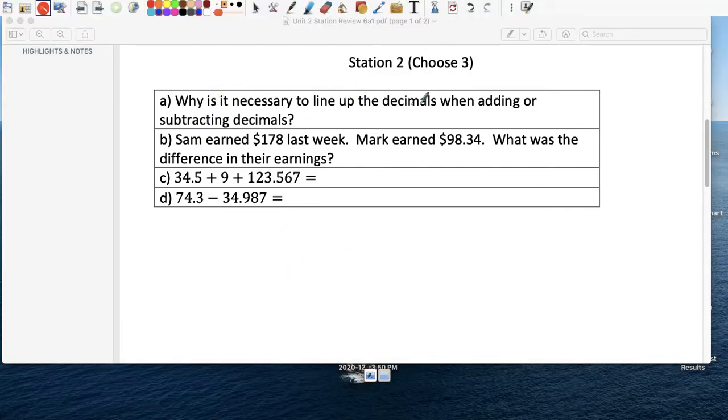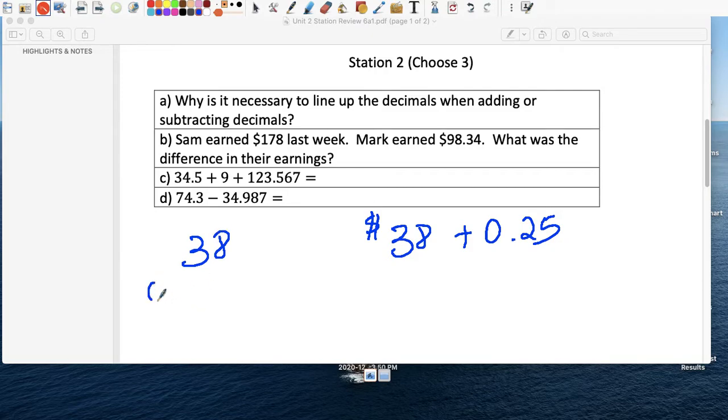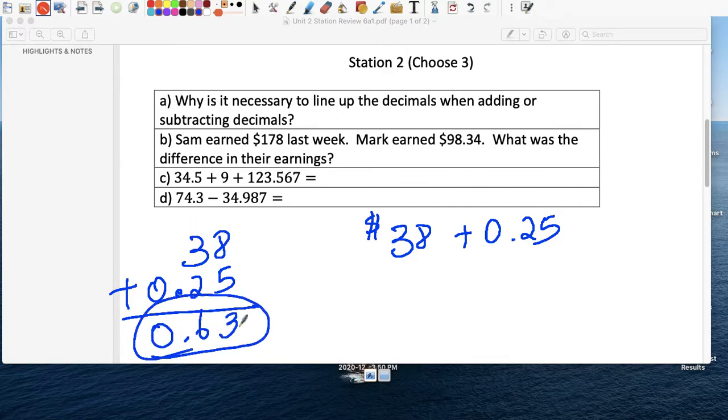Why is it necessary to line up decimals when adding or subtracting decimals? Okay, so let's say you had $38 plus 25 cents, right? So if you do it like this, and let's say you did it like this, 3 plus 1, 6, 63 cents. Does that make sense? $38 plus 25 cents is 63 cents? Oh, no. So, I mean, you can do several of them. So what if I did it like this?